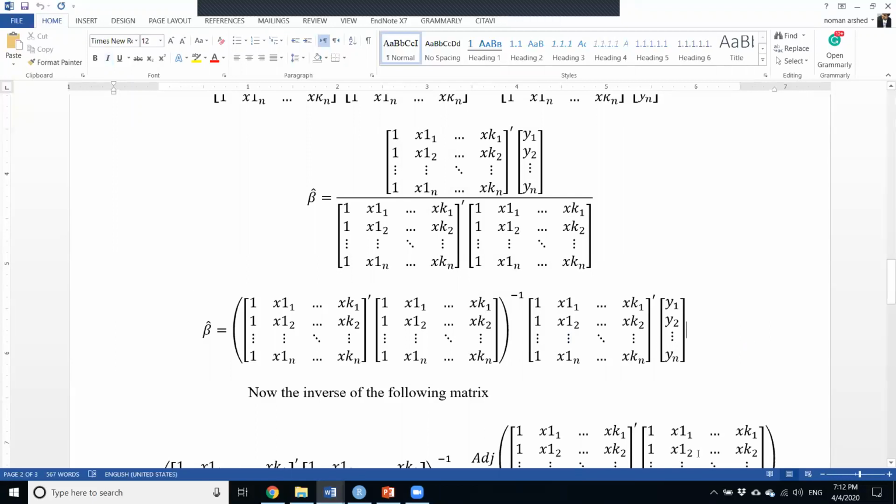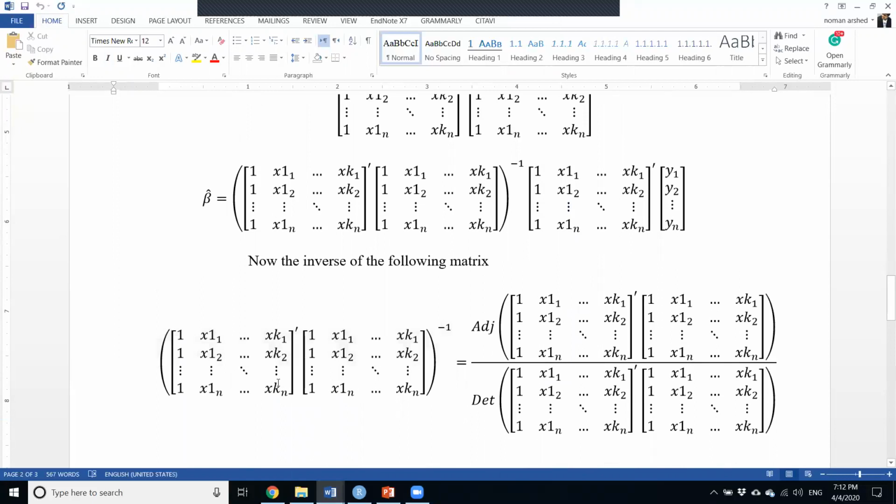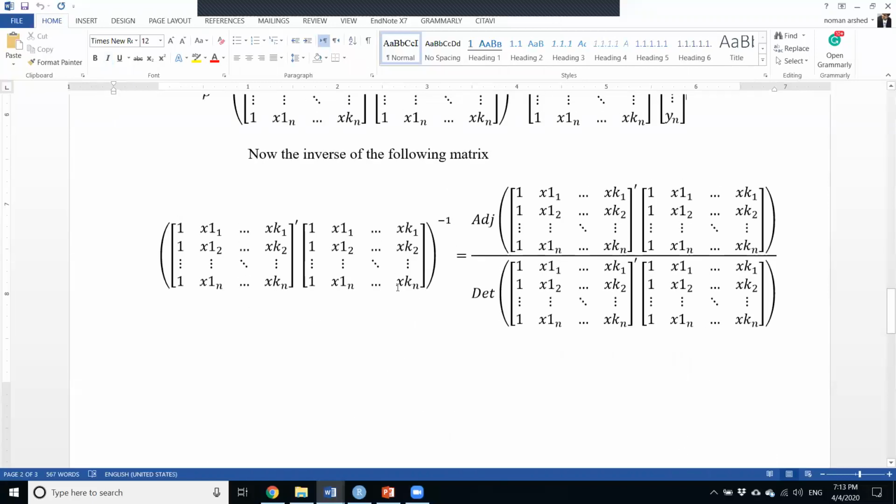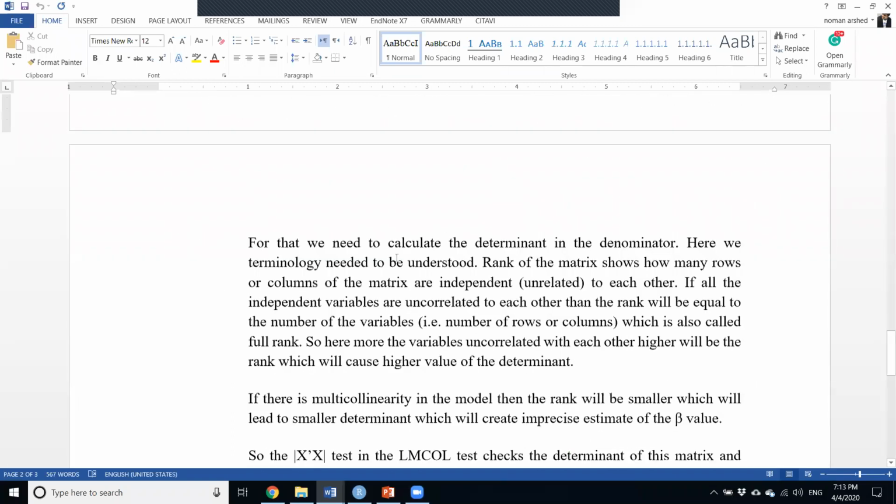So now we need to calculate the inverse. The formula is x transpose x inverse is equal to adjoint of x transpose x over determinant of x transpose x. So the problem comes here. If the independent variables are correlated with each other, for that we need to calculate the determinant of the denominator, and here the terminology needs to be understood. The rank of the matrix shows how many rows and columns are independent of each other. So the determinant actually depends upon the rank of the matrix.